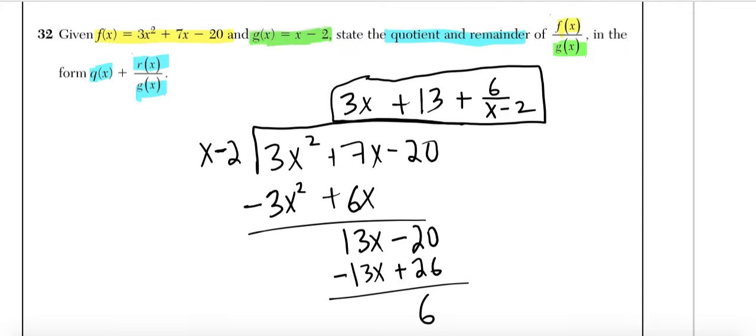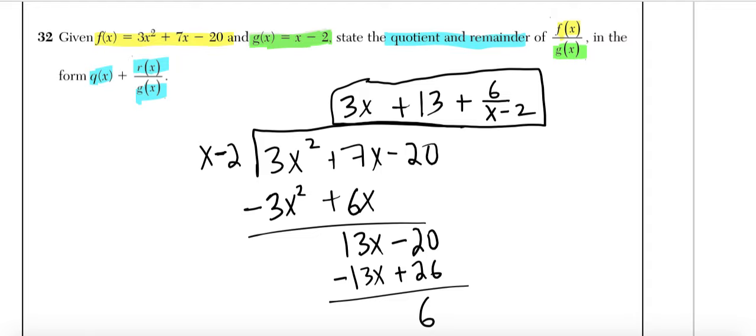So it said to state the quotient and remainder of f of x divided by g of x. So that was the quadratic divided by the linear, in the form q of x, which is our 3x plus 13, plus r of x, the remainder, which is 6, over g of x, which was just our x minus 2. So we did it.